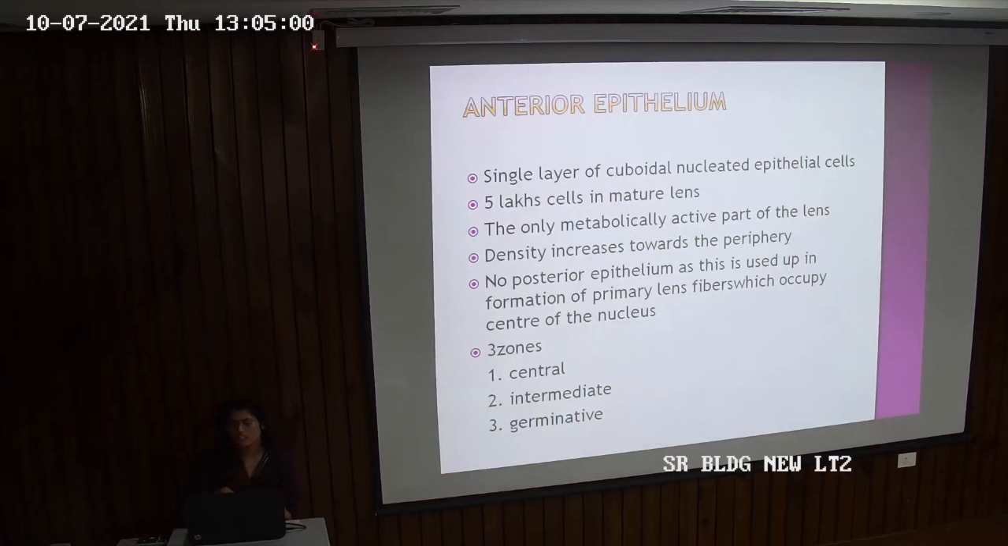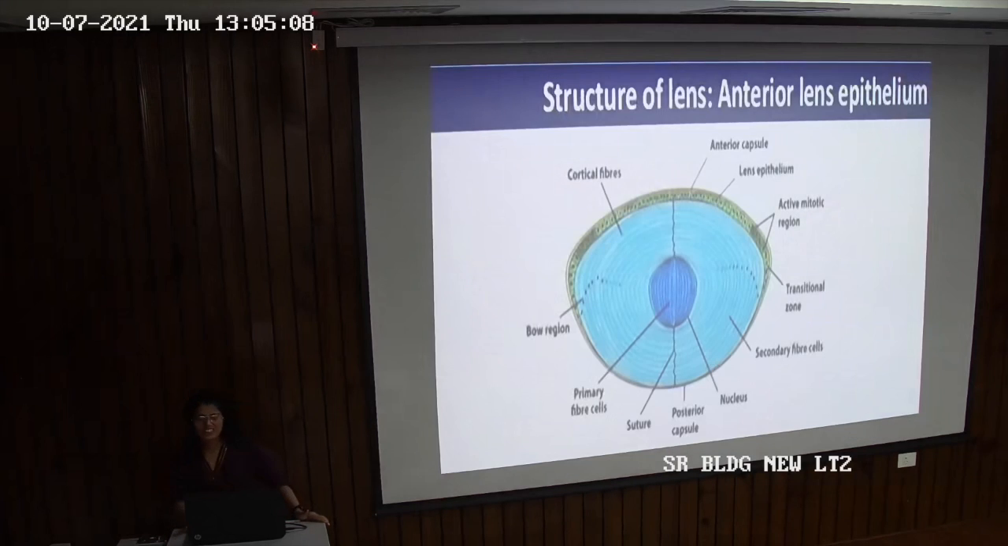Now basically we have three zones: central, intermediate and terminal. I need to take a lot more time to explain this more deeply, but I'm just mentioning it and finishing it off here. I'm so sorry about it. This is a picture. I think it's not very clear, but you have to be aware of this.